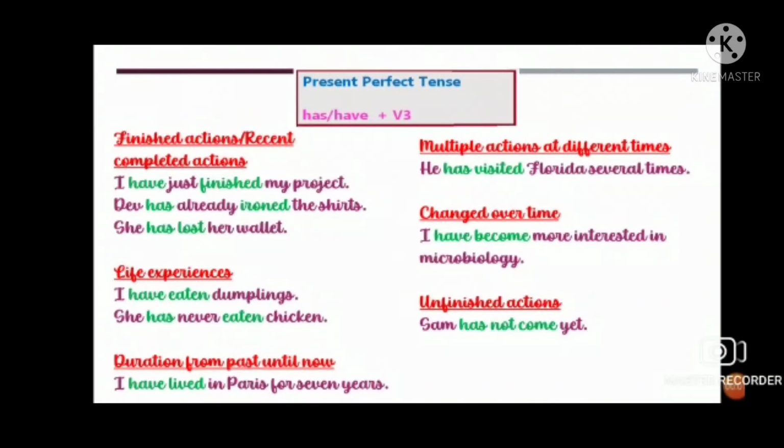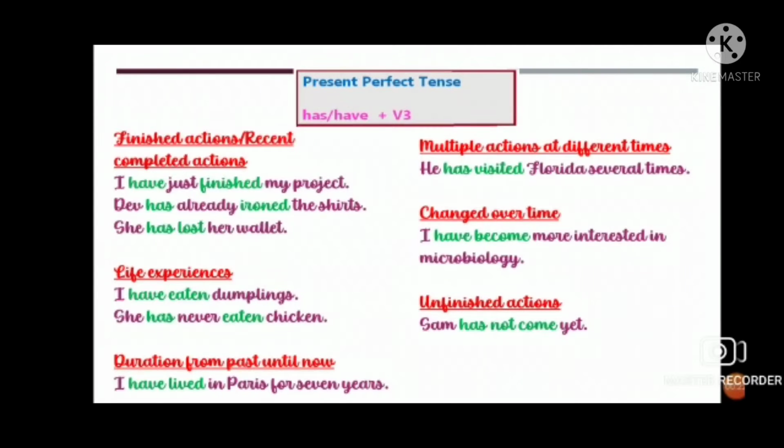Moving on to present perfect tense, it takes the form has or have plus V3 verbs. V3 verbs is nothing but the past participle of the verbs. So there are 6 different ways of using this particular tense. First, finished actions or recent completed actions. For example, I have just finished my project.